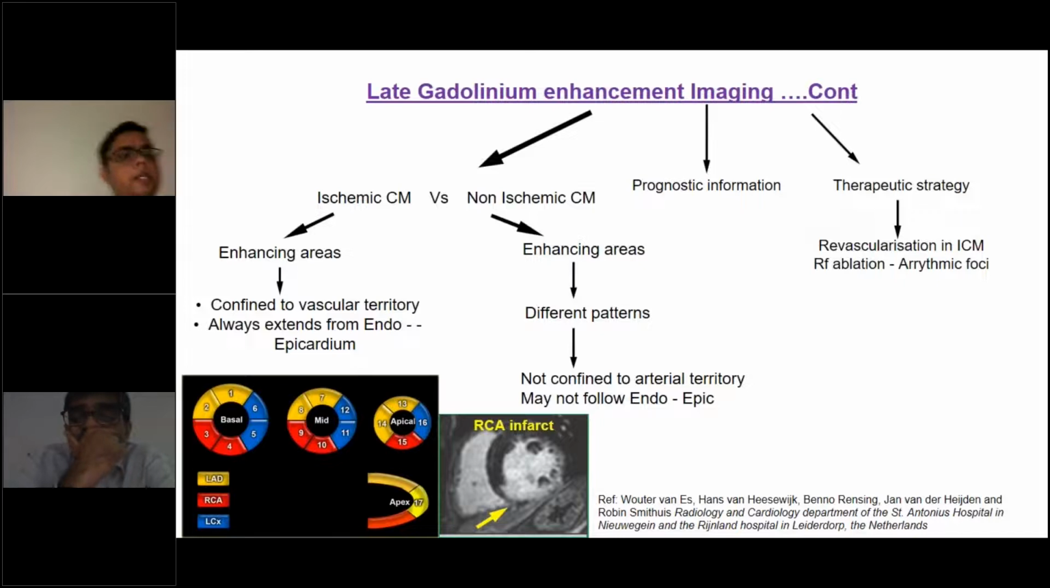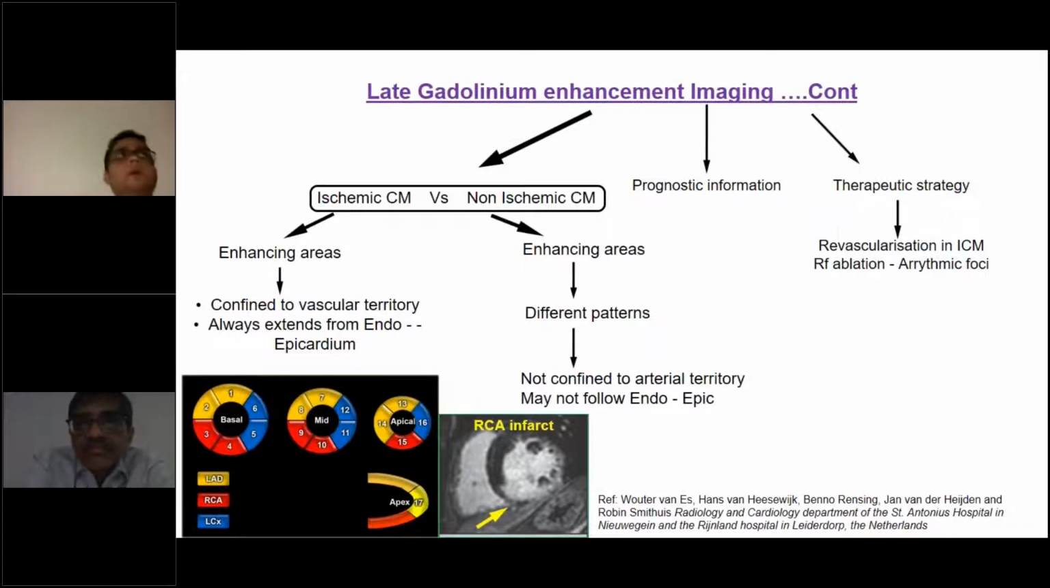So let's see certain other advantages of late gadolinium enhancement imaging. It can help us to differentiate the ischemic from the non-ischemic cardiomyopathies. In ischemic cardiomyopathies, the enhancing areas or the abnormal bright areas will be confined to one vascular territory, and they always extend from the endo to epicardium because the endocardium is the most susceptible layer to ischemia.